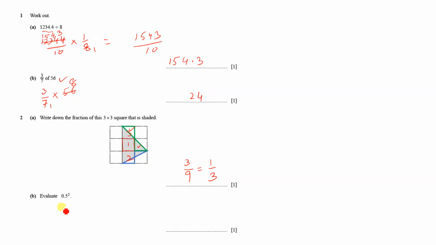Part B, evaluate 0.5 square. So you can write it as 0.5 times 0.5, and it can be written as 5 over 10 times 5 over 10, and this is equal to 25 over 100, and this is equal to 0.25. This is the answer.